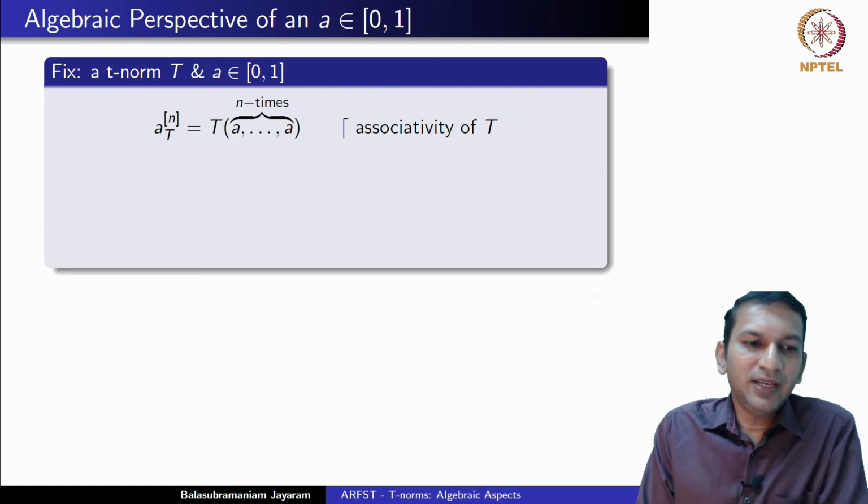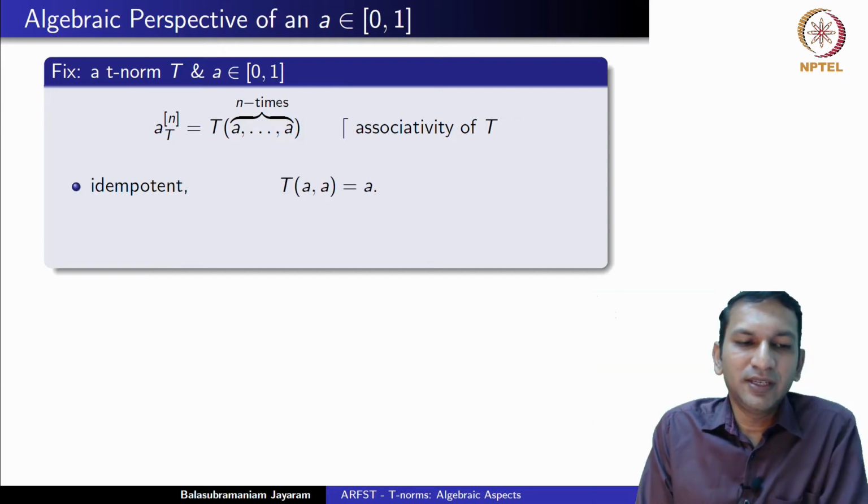Now, given an element A, when do we say it is idempotent? This is familiar to us. With respect to the T-norm T, if T of A, A is equal to A. So, we are going to talk about properties of an element with respect to a fixed T. Idempotence is very well known to us.